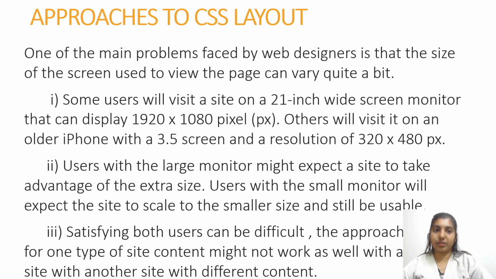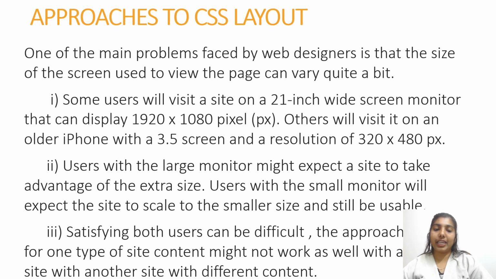Approaches to CSS layout. One of the main problems faced by web designers is that the size of the screen used to view the page can vary quite a bit. Some users will visit a site on a 21-inch widescreen monitor that can display 1920 by 1080 pixels. Others will visit it on an older iPhone with a 3.5 inch screen and a resolution of 320 by 480 pixels. Users with a large monitor might expect a site to take advantage of the extra size. Users with a small monitor will expect the site to scale to the smaller size and still be usable. Satisfying both users can be difficult.